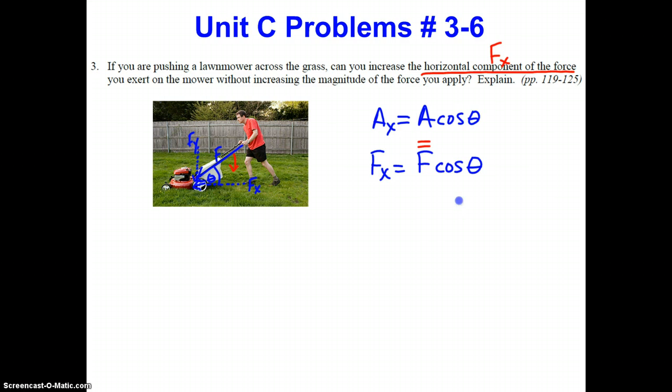And if we're analyzing the situation here, they don't want us to change the force. They want us to increase the horizontal component. And the way to do that is to decrease the angle so that overall the cosine of theta goes up. Okay? And if you do some calculations on your calculator, you'll see that that's the relationship among the variables there. Okay, so there's your answer and the explanation for it.